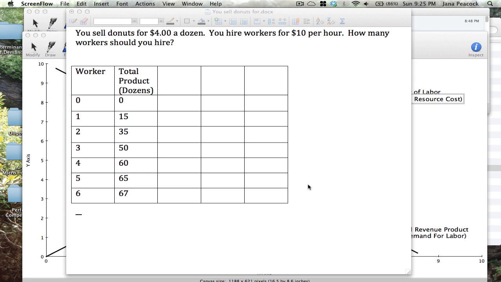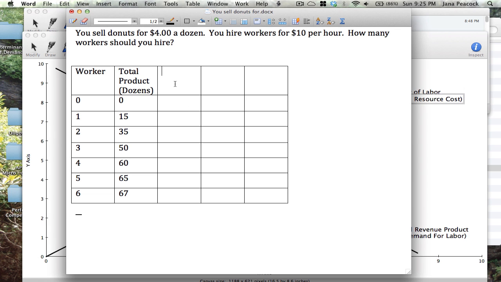see the number of workers and the total product, the total number of dozen donuts these workers can put out. You'll notice that the workers begin increasing efficiency and number of donuts very quickly, and then the gains by each additional worker drop off. And that's what we care about, not the total number being put out, but the gain that we get from each worker. That is known as marginal product or marginal revenue product.